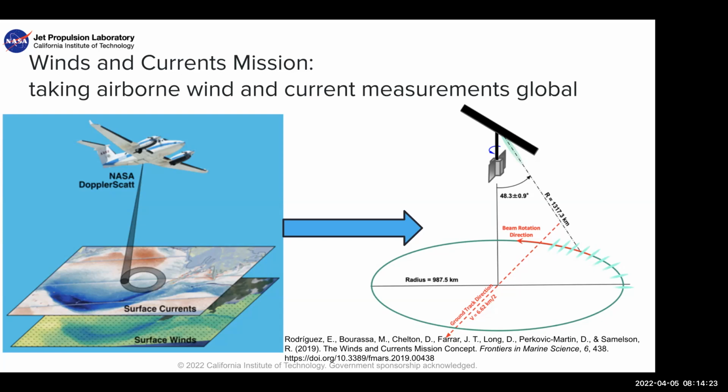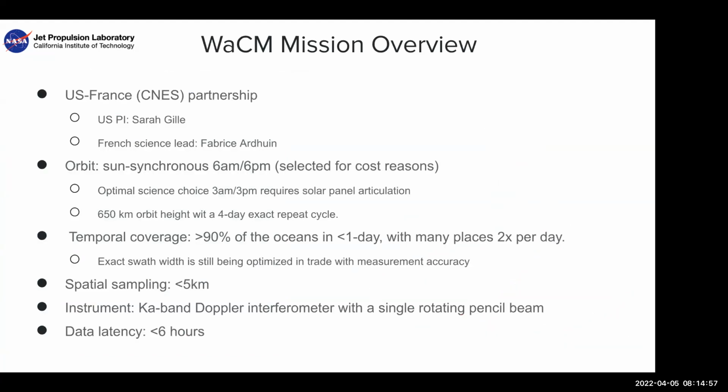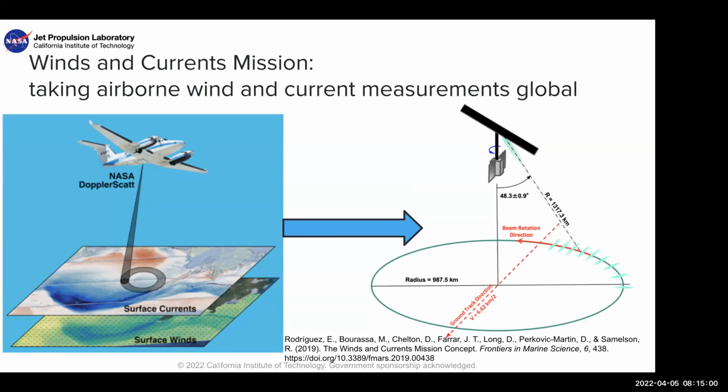Basically, we keep everything the same as much as we can. Just raise the altitude from about 10 kilometers to about 650 kilometers, and keep the incidence angles to where we understand the measurement physics. And that allows us to have large swaths on the order of 1,700 kilometers or so, and that allows us to have nearly daily sampling.